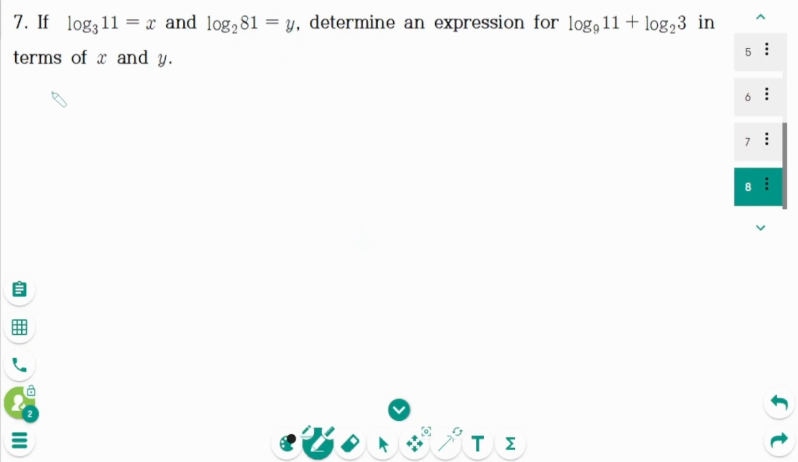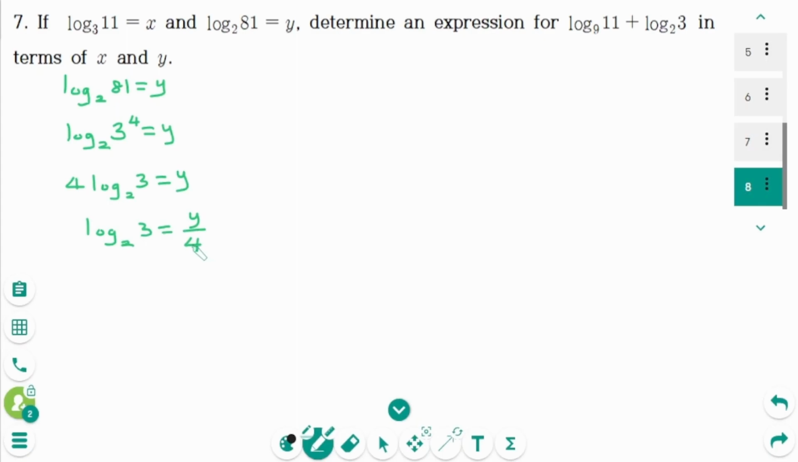In the given expression, log base 2 of 81 equals y. Then log base 2 of 3 to the power of 4 equals y. Then 4 moves here. 4 log base 2 of 3 equals y. Then divide by 4 on each side. Log base 2 of 3 equals y over 4.